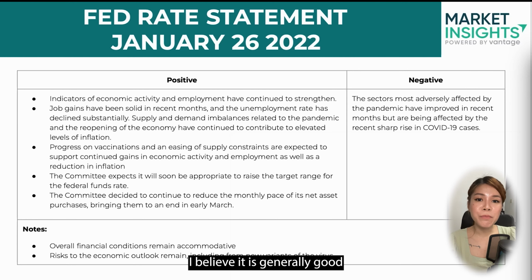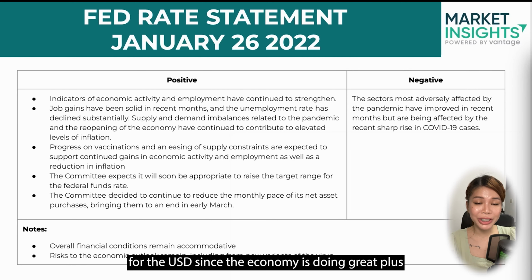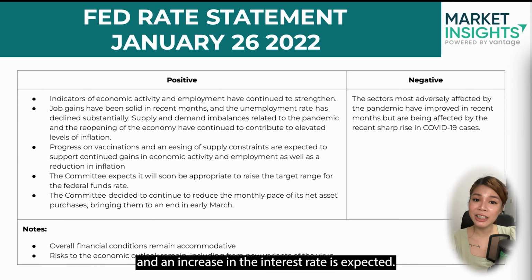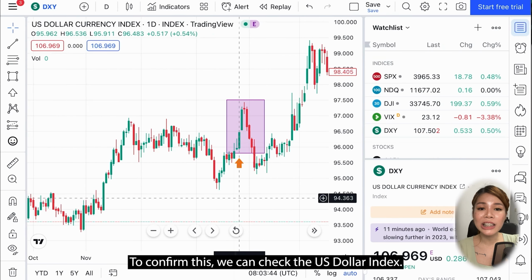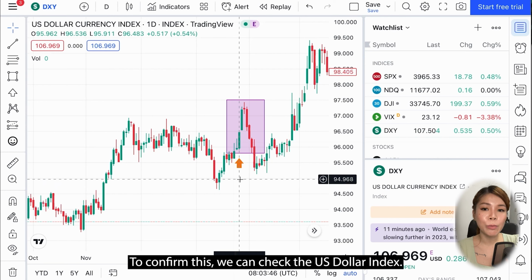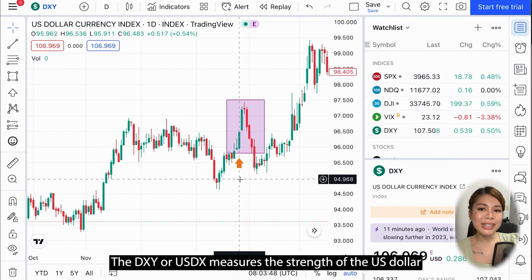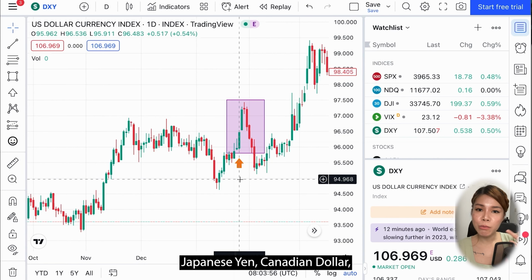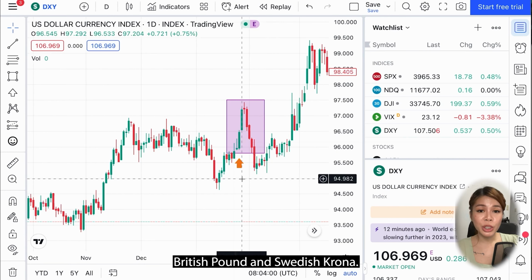For this statement, I believe it is generally good for the USD since the economy is doing great, plus the inflation is getting higher and an increase in the interest rate is expected. To confirm this, we can check the US dollar index. The DXY or the USDX measures the strength of the US dollar against 6 major currencies, which are Euro, Swiss franc, Japanese yen, Canadian dollar, British pound, and Swedish krona.